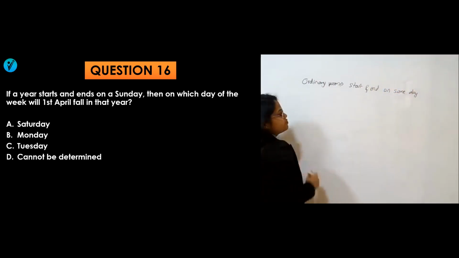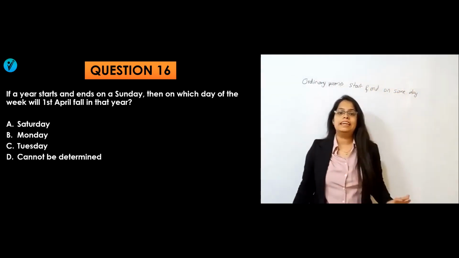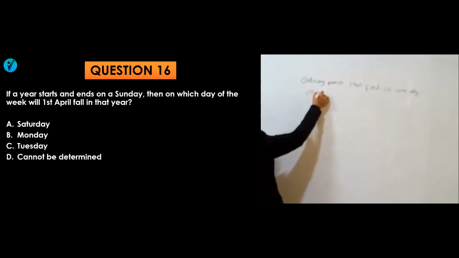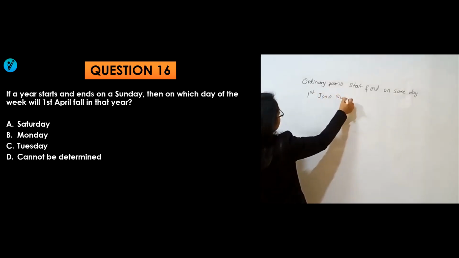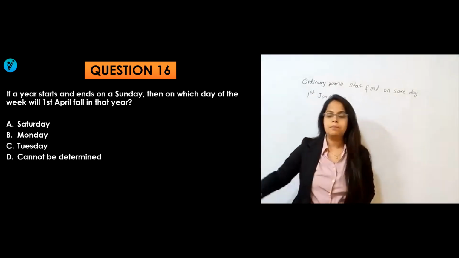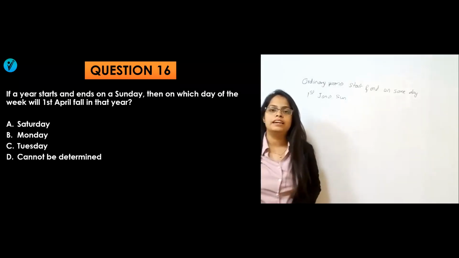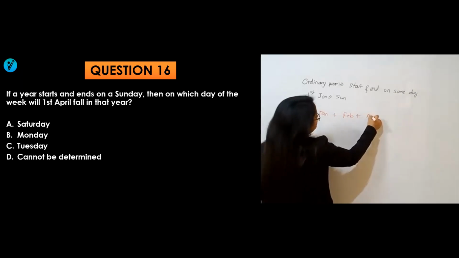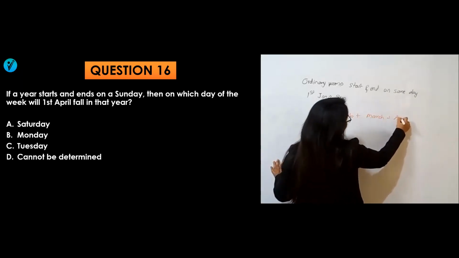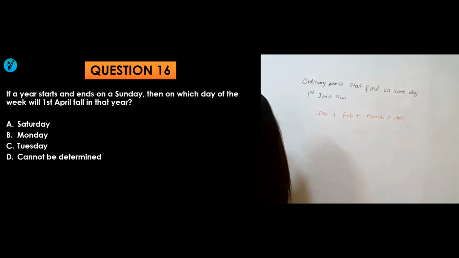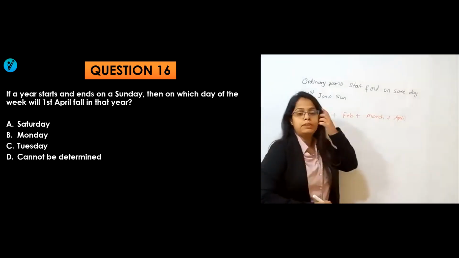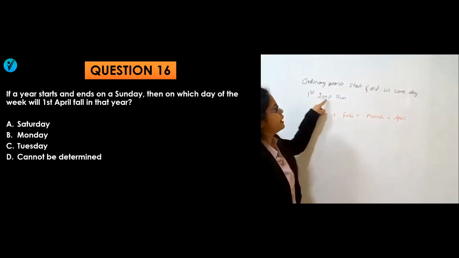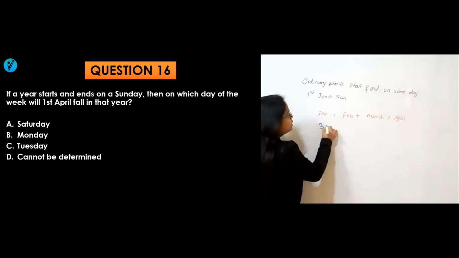Ordinary year means Feb is of only 28 days. There is no extra day. So I know that 1st Jan is on what? 1st Jan is on the Sunday. And I have to find out for 1st April. So I have to reach from Jan to April. What will you do? Jan plus Feb plus March plus April. Is it? And I know the day of 1st Jan. So what will be the remaining days? Jan is of total 31 days. Out of 31, first I know. So remaining days of Jan will be 30.